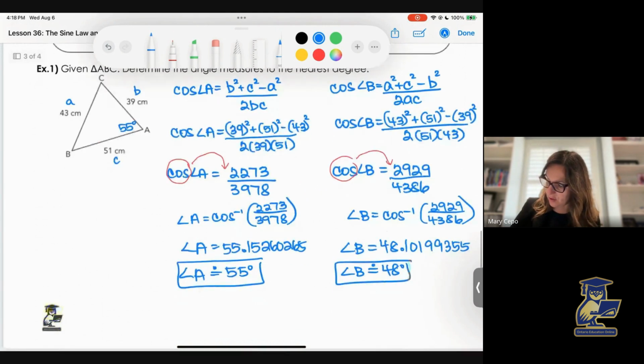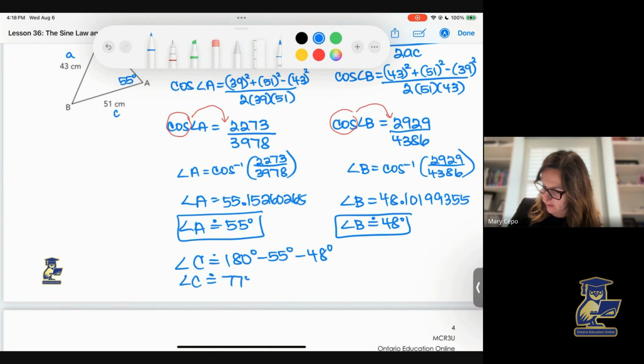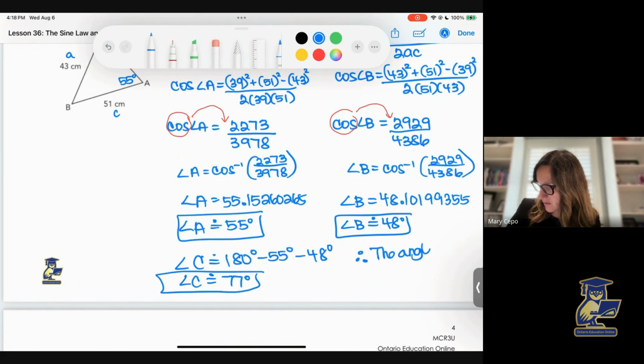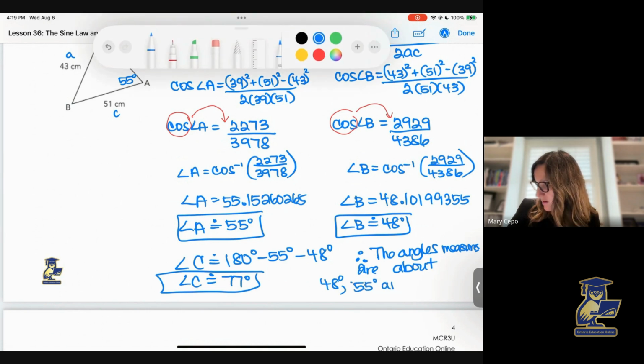So now that we have the two angles, to figure out the third we can just use the angle sum of a triangle theorem, and we know they all have to equal 180. So it's going to be 180 minus 55 degrees minus 48 degrees. So angle C is about 77 degrees. So therefore, the angle measures are about 48 degrees, 55, and 77 degrees respectively.